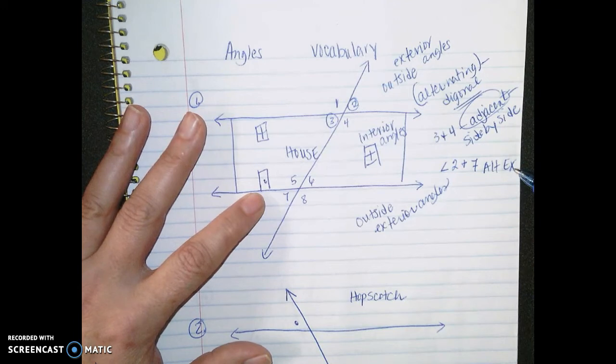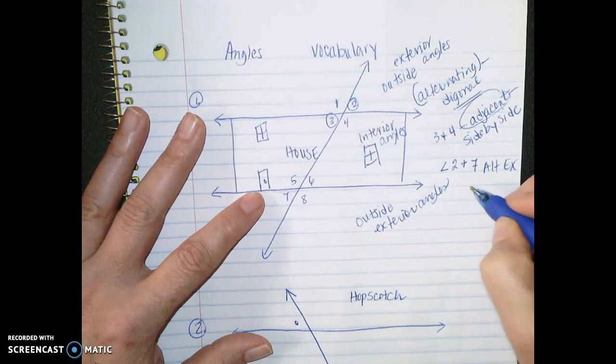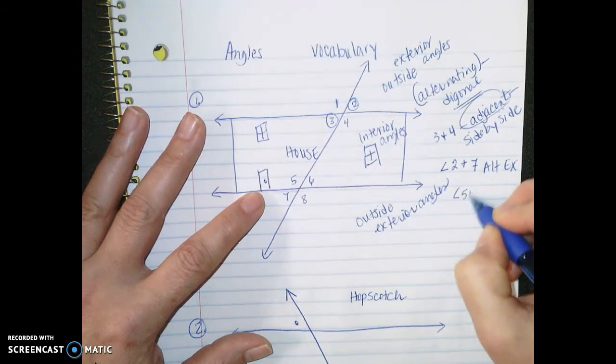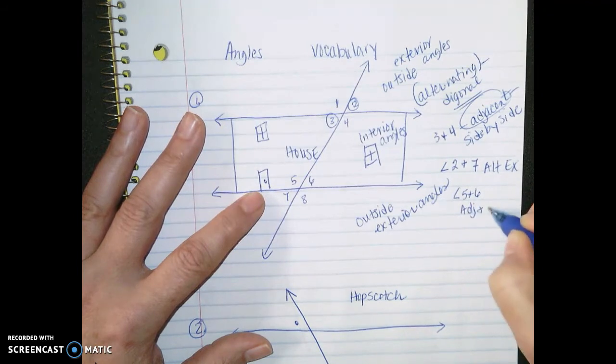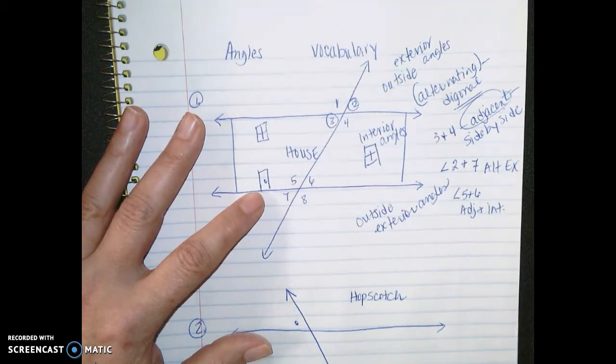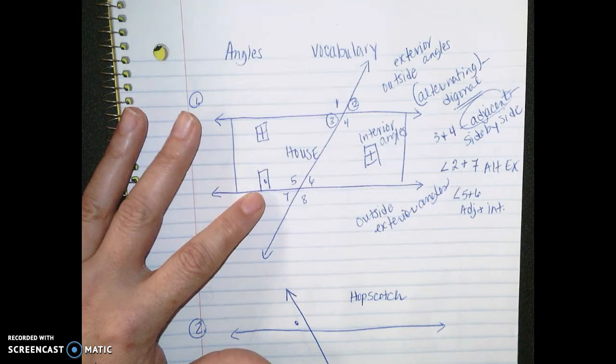Where would you find adjacent interior angles? That would be angles 5 and 6. They are adjacent and they are interior. And remember, you're going to have 2 sets of these and 2 sets of these. All right, let's continue on.